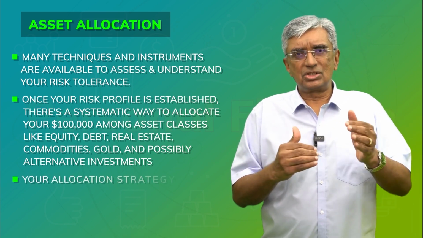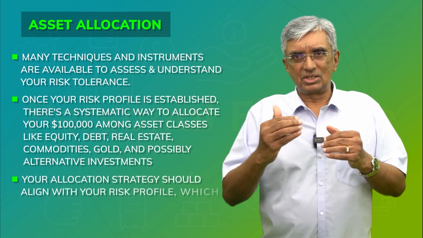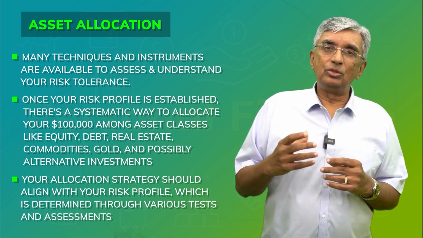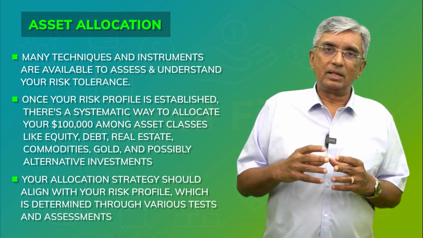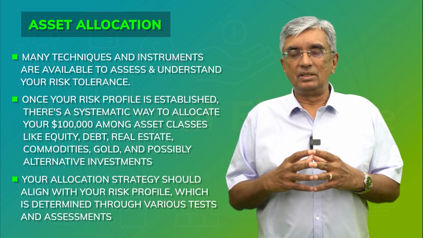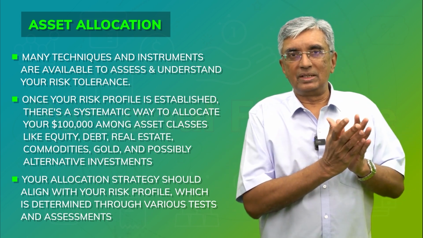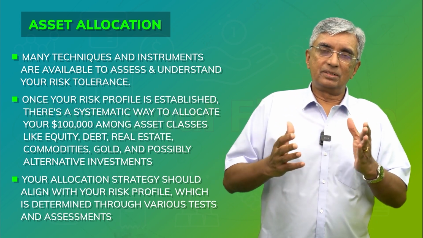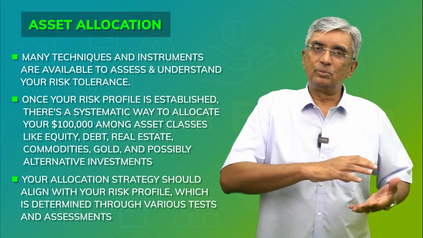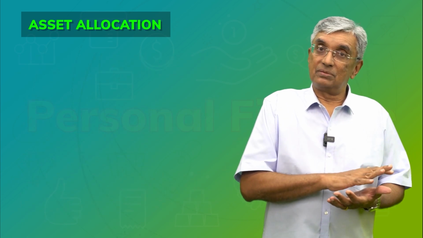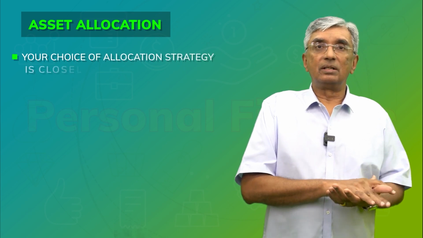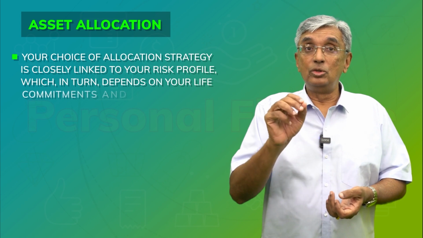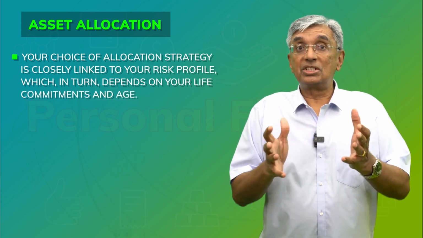Asset allocation is a science which has many nuances. It has many classifications. The way you allocate, there could be an aggressive way of asset allocation, in which case you have a high proportion of equity, lower proportion of debt. Or it could be moderate, which means it is balanced, or it could be very conservative. It's a function of your risk profile, which in turn is a function of what kind of commitments you have in life and your age, meaning at what stage in life you are.